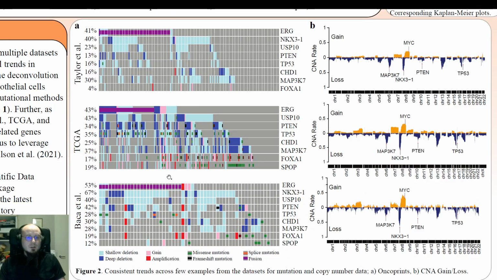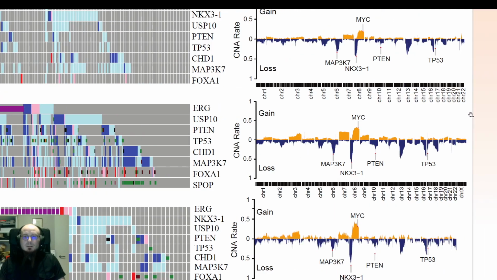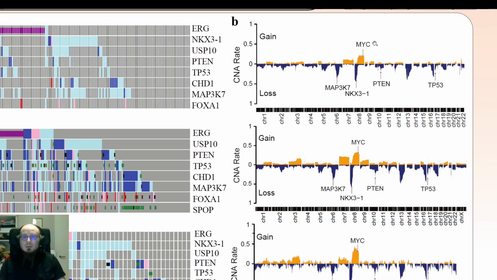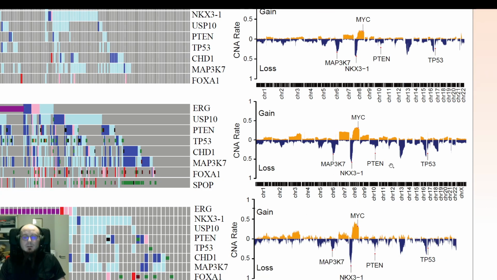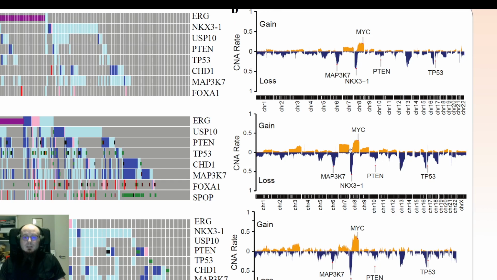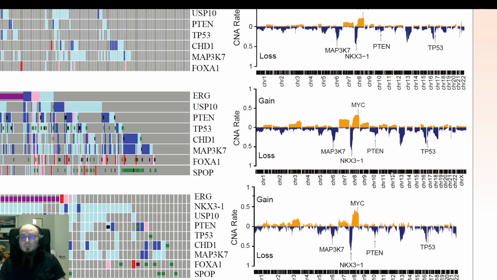Then, showcasing Taylor et al., TCGA, and Baca et al., we picked some key genes over here. For example, the ERG-TMPRSS2 fusion. You can notice that that was having a gene fusion at roughly 40 to 50% of the samples. And if we look at oncogenes, for example, the MYC over here, we notice in Taylor et al., TCGA, and Baca et al., MYC was amplified consistently. And in contrast, PTEN and TP53 were deleted.